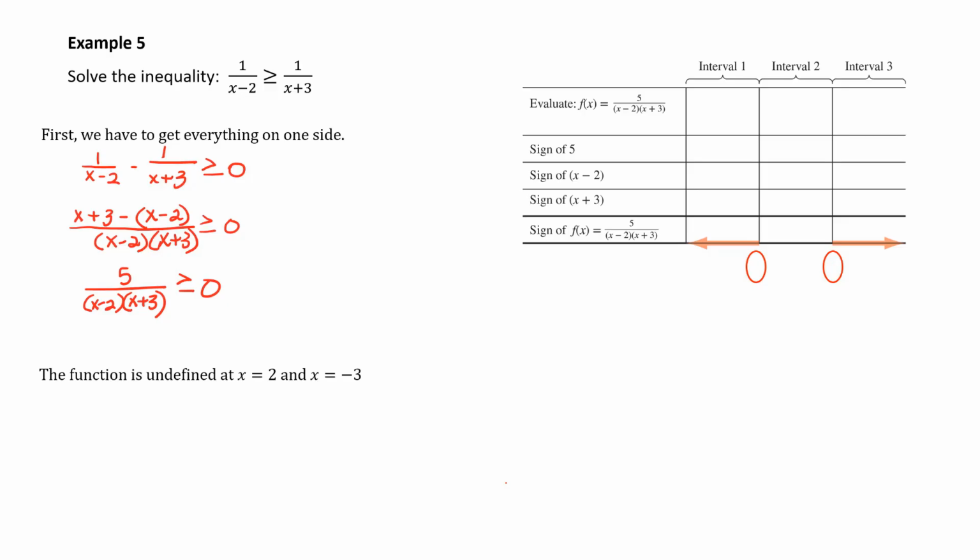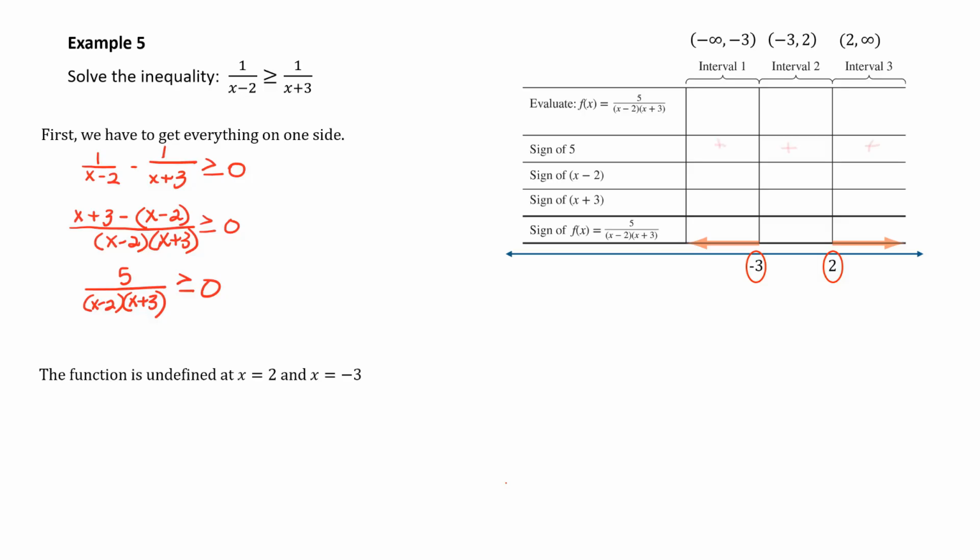Now we know that there are two significant issues here. The function is undefined when x is 2 and when x is negative 3. So we are going to have to look at the intervals from negative infinity up to negative 3, from negative 3 to 2, and then from 2 to infinity. So those will be our intervals, and we're going to look at each factor in the function. We've got a 5, we've got an x - 2, and we've got an x + 3.